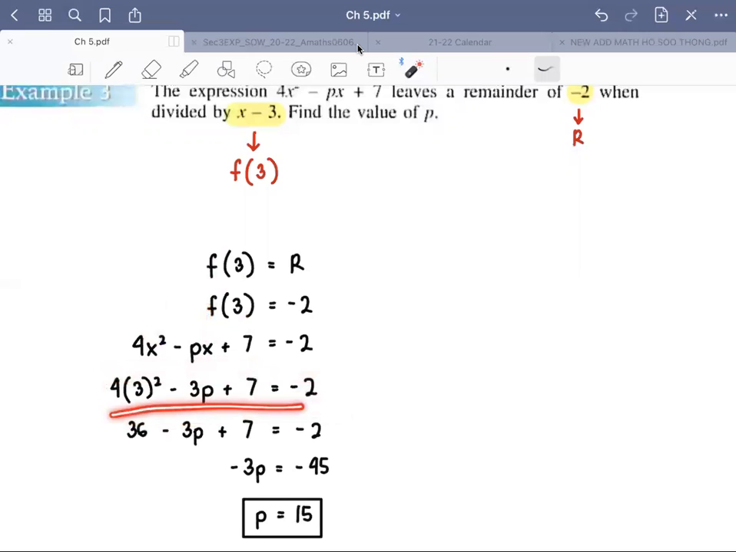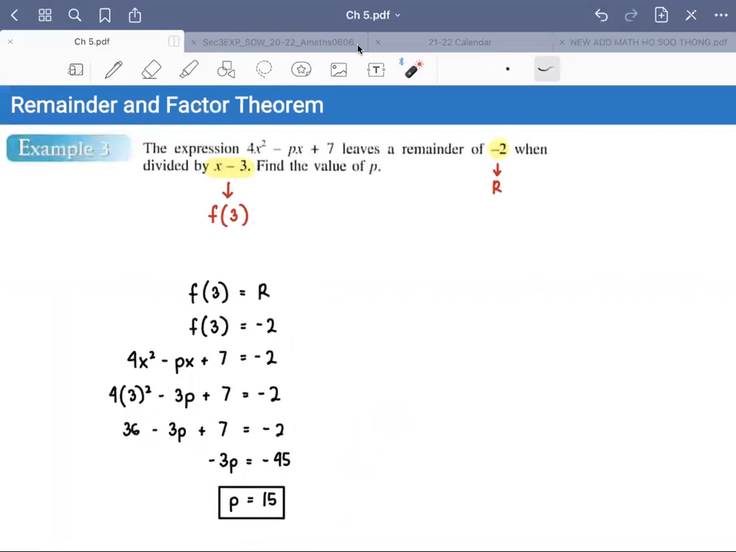From here, you simplify this, you'll get 36 minus 3p plus 7 equals negative 2. So bring down negative 3p. 36 plus 7 is what? 43, right? And when you transpose 43 to this side, it becomes minus 43, giving you negative 45. So therefore the value of p is equal to 15. All right, so that's it for example number 3. Do you guys have any question on example number 3?